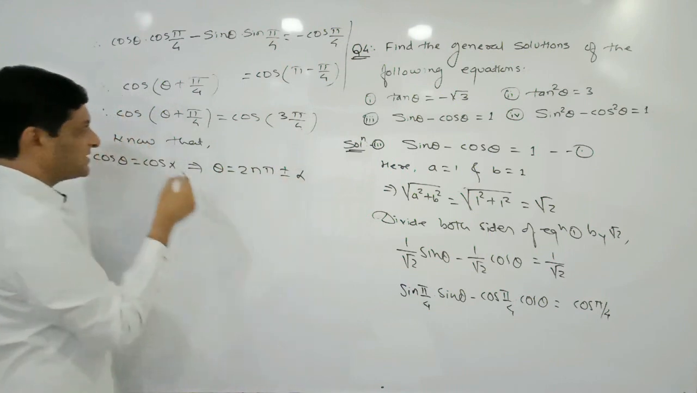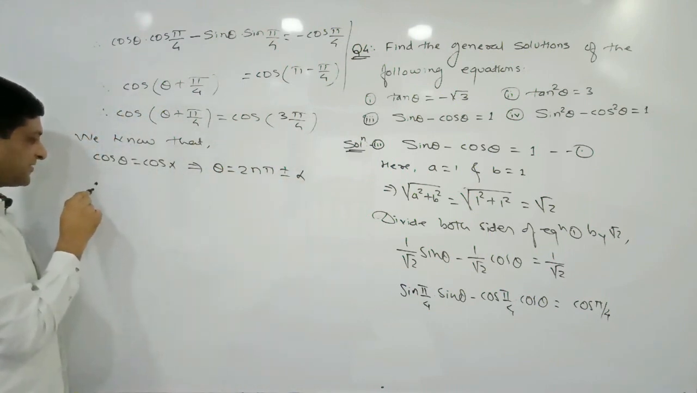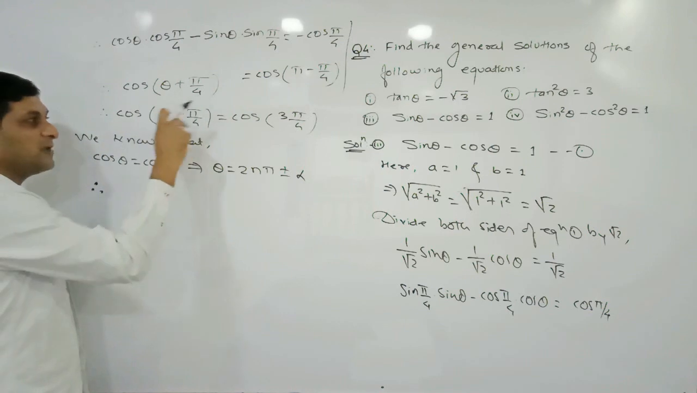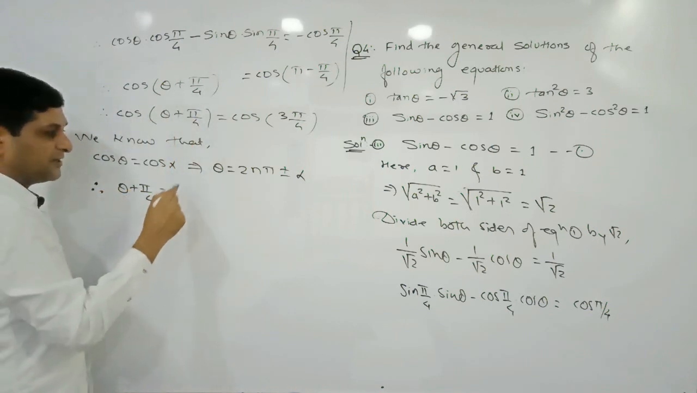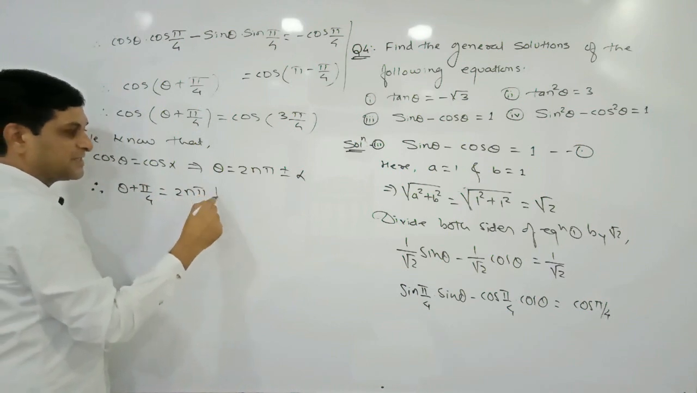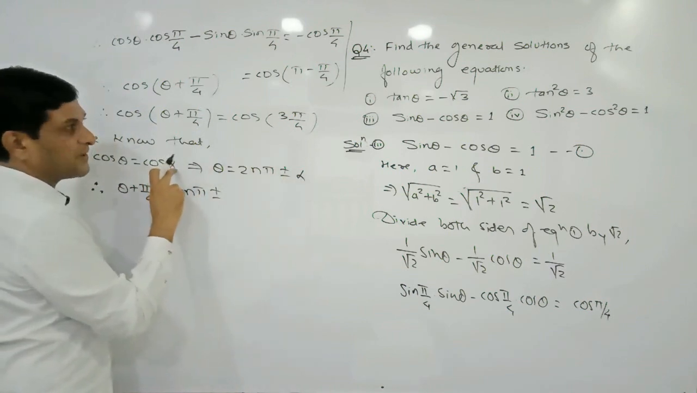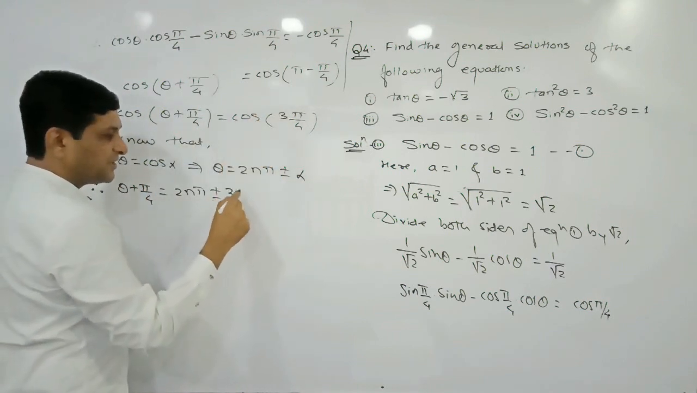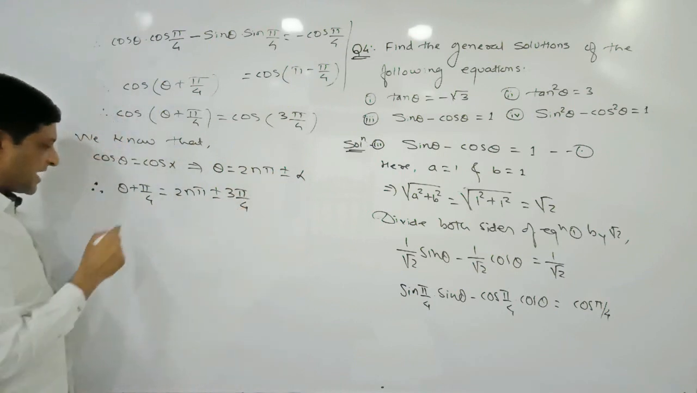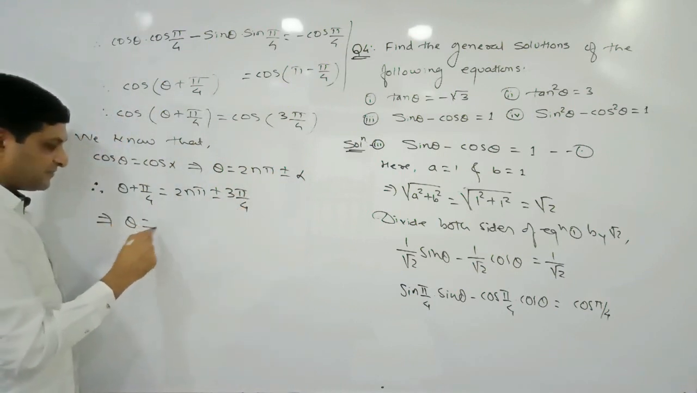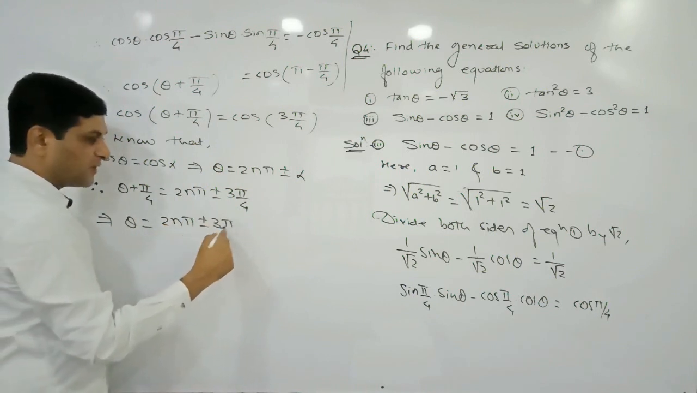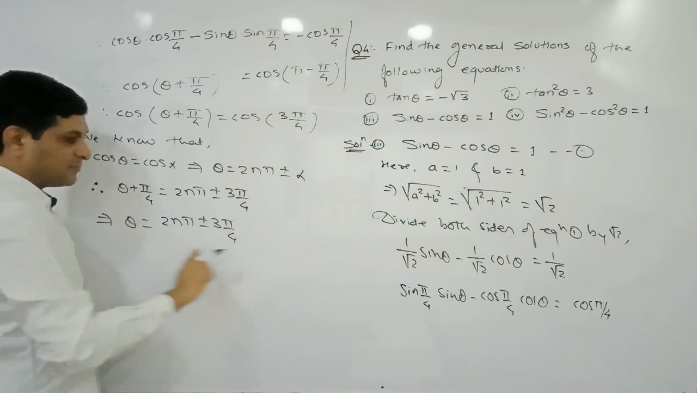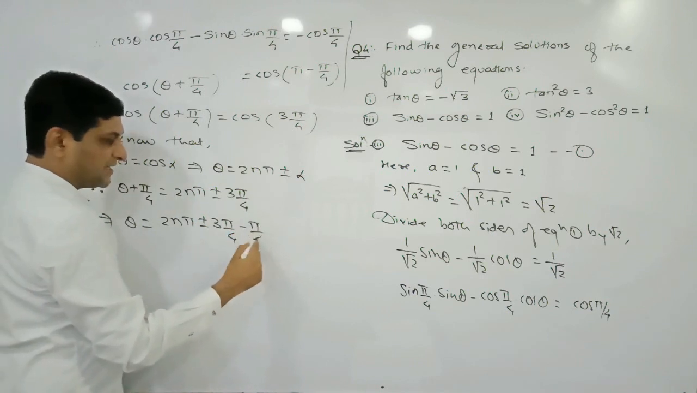So applying this formula here, what is the value of theta here? Theta plus pi by 4 is equal to 2n pi, keep it as it is, plus or minus alpha. But what is the value of alpha here? 3 pi by 4. Now let us try to find out the value of theta. This will be equal to 2n pi, keep it as it is, plus or minus 3 pi by 4 also as it is. This plus term on this side will become minus pi by 4.